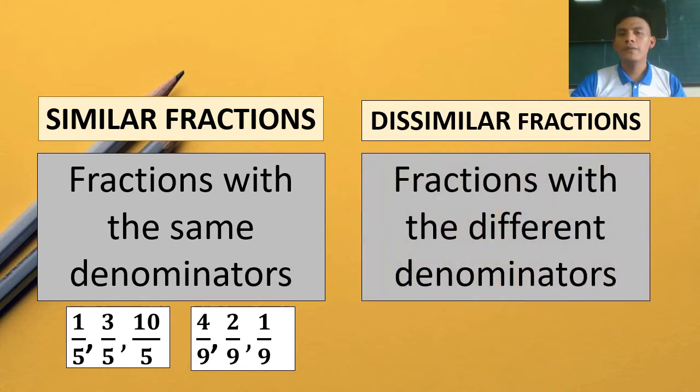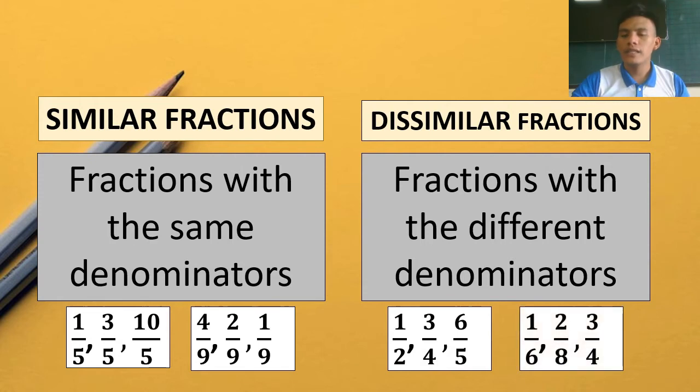When we say dissimilar fractions, we mean fractions with different denominators. The given examples are all dissimilar fractions. 1 over 2, 3 over 4, 6 over 5, 1 over 6, 2 over 8, and so on.